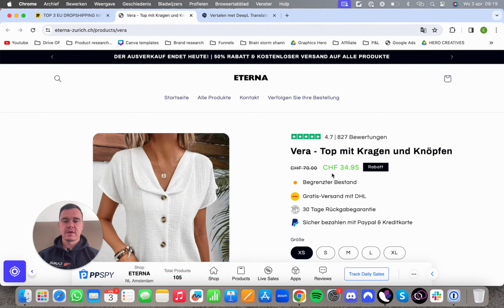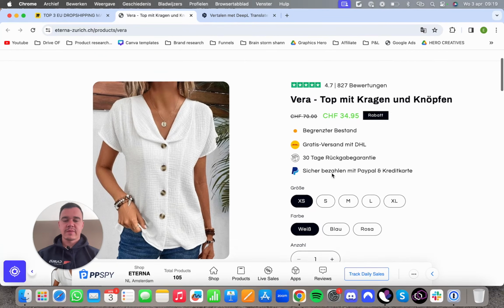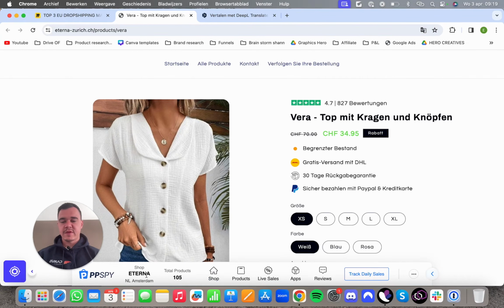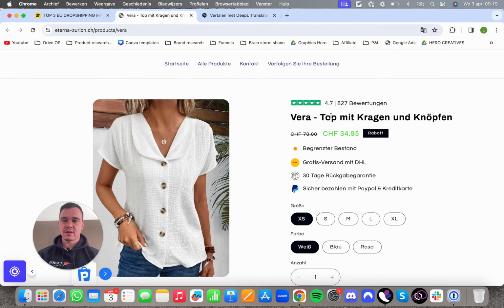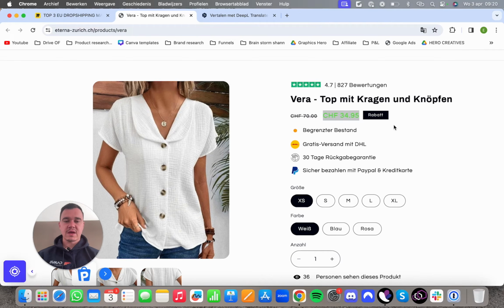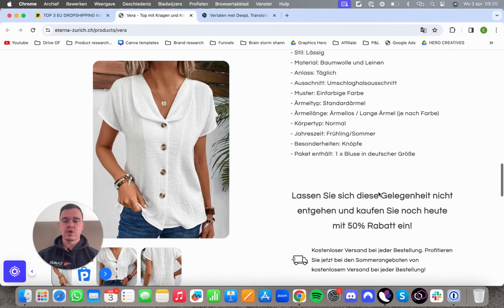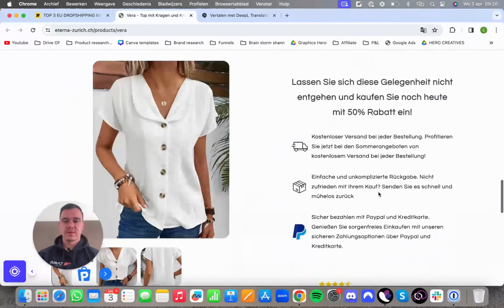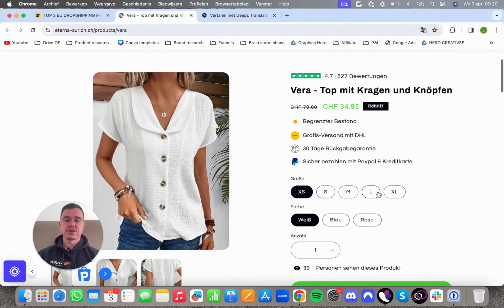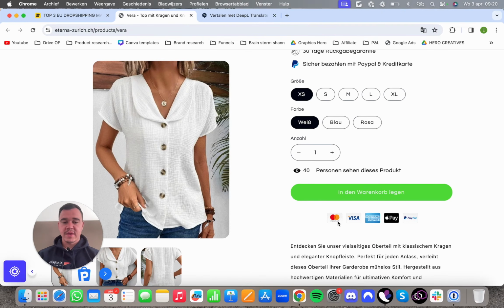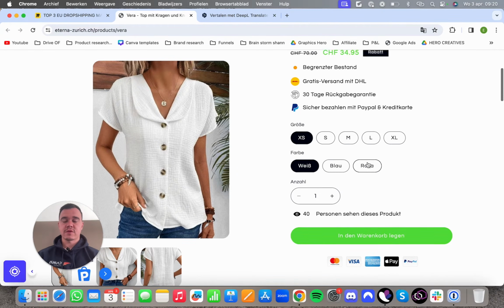Let's see the website. Almost the same theme as well, pretty simple. PP Spy shows that this guy is from the Netherlands, so shout out to this Dutch guy that is selling in Switzerland. Here you can see the Swiss franc. This is how much of a discount that people have. It's pretty simple, and it's all in German. So this is very easy. They use PayPal, but you don't need it. I think these 4 payment methods are more than enough. So this is very good.